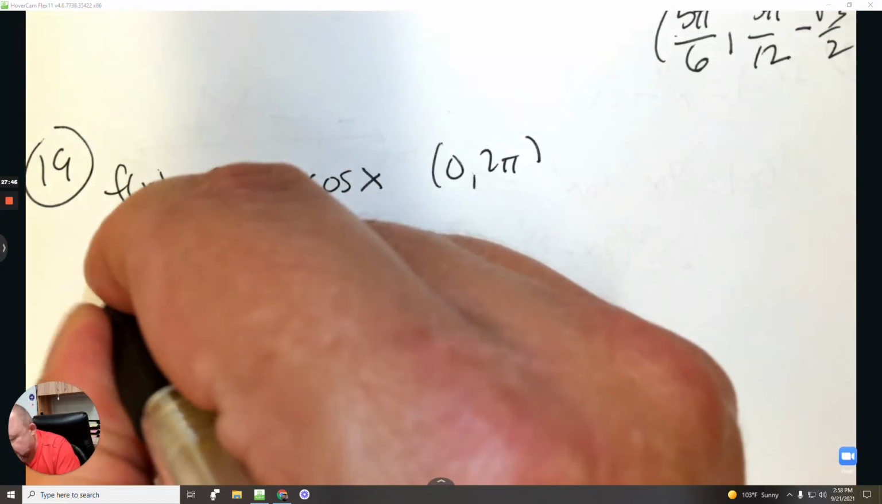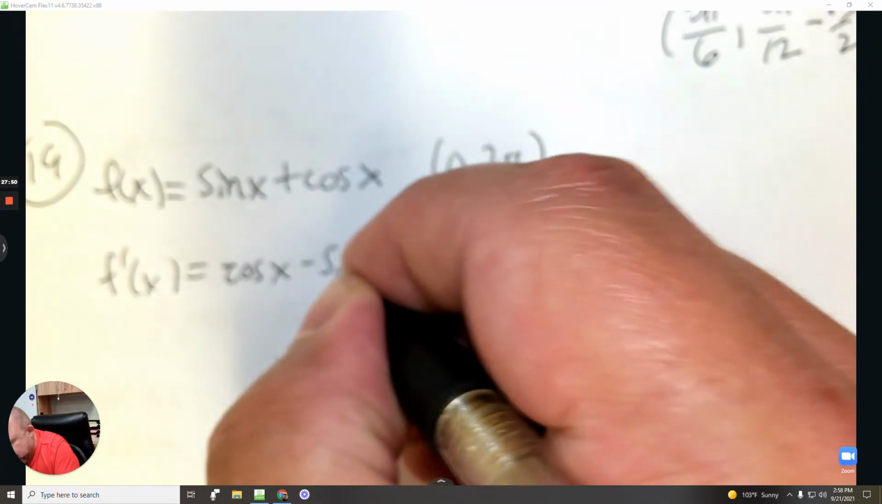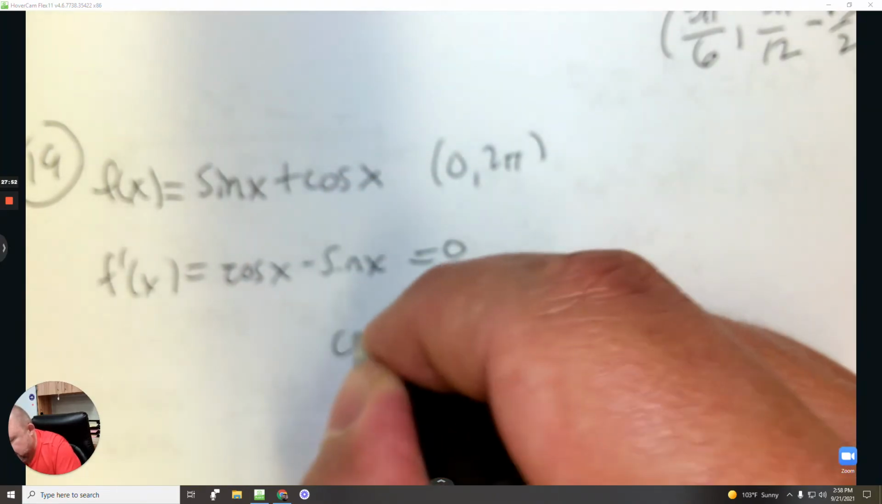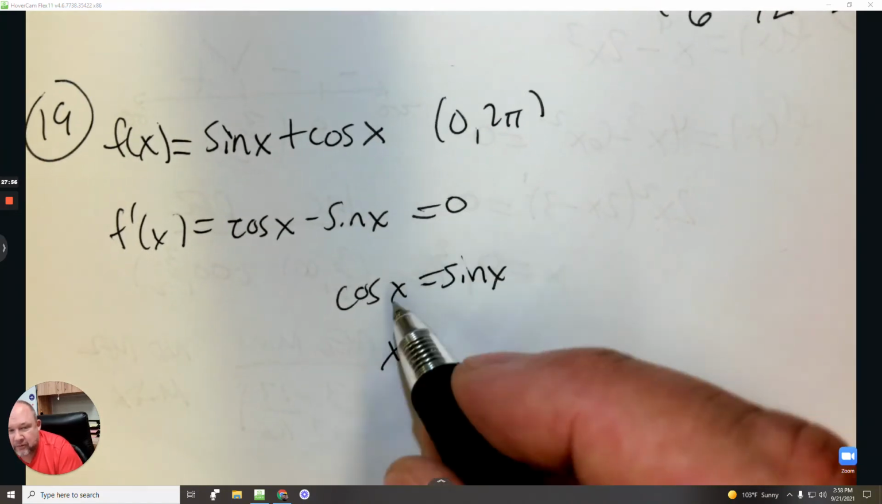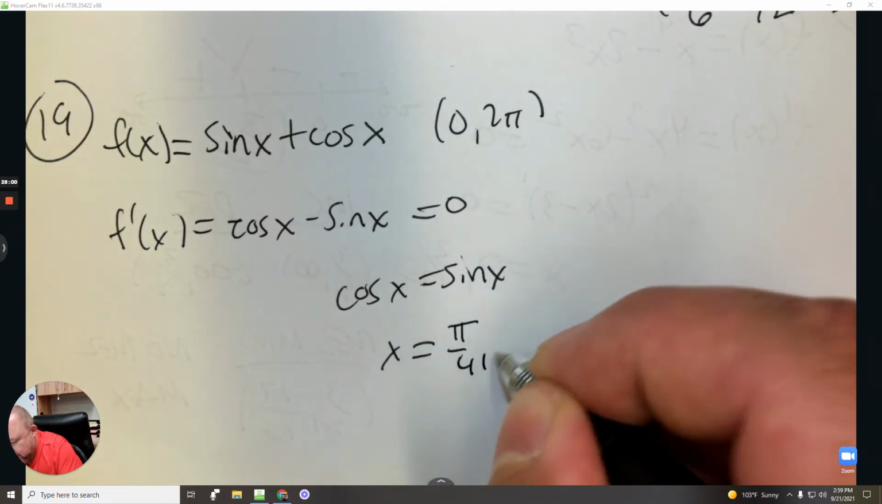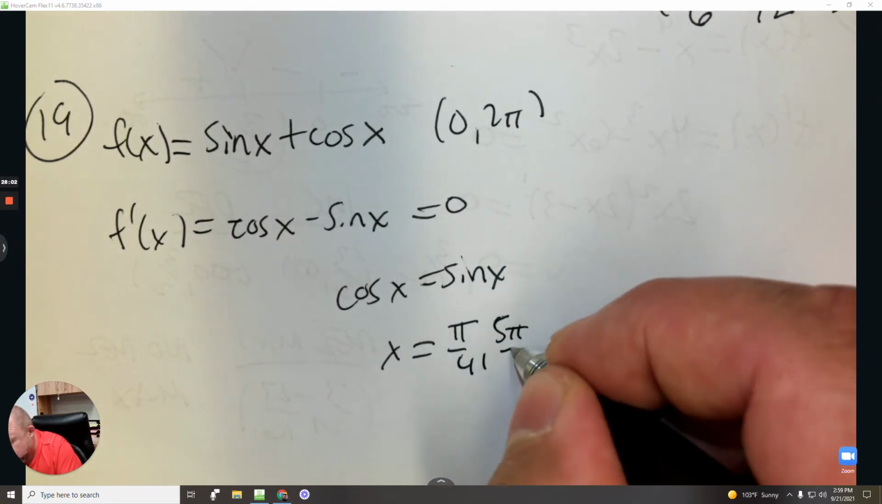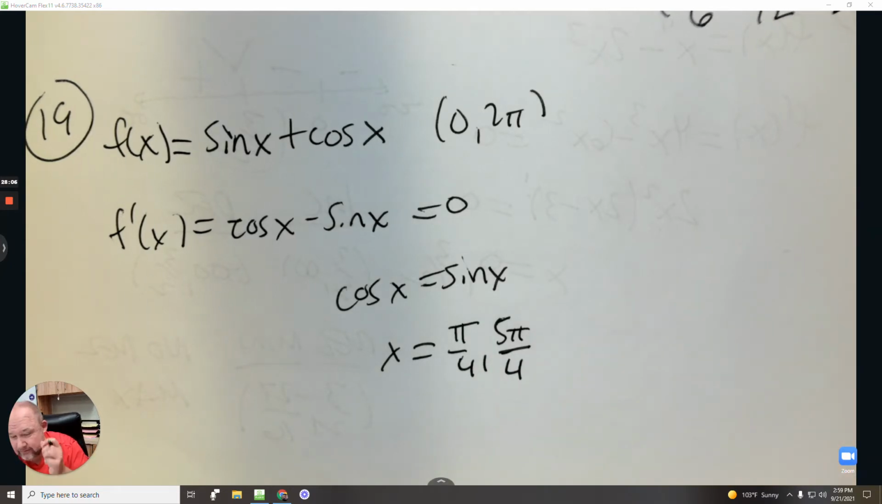So we're going to take the derivative. That is cosine minus sine equal to 0. I'm going to add sine x. So the angles where both the x and y coordinate are equal to each other are pi over 4 and 5 pi over 4. This is positive, positive, and negative, negative.